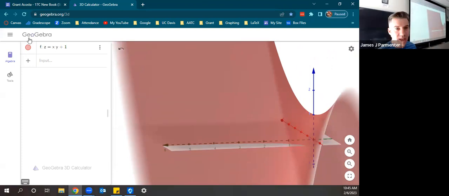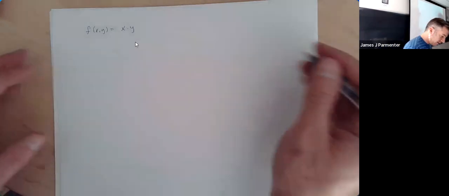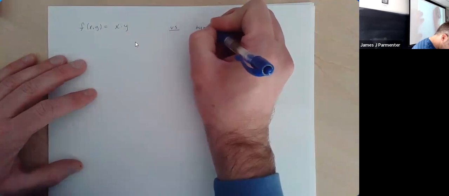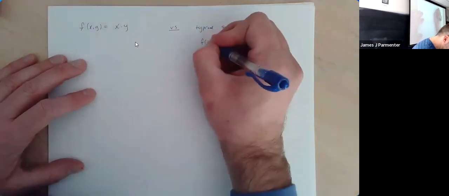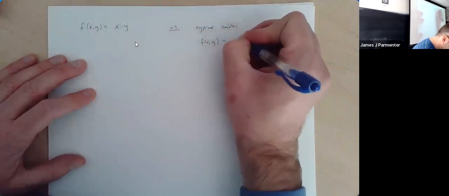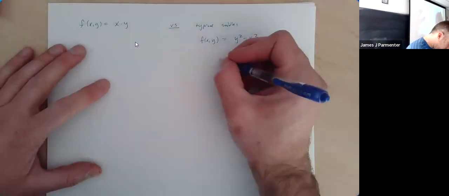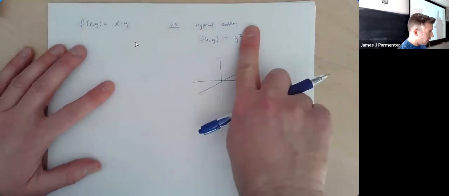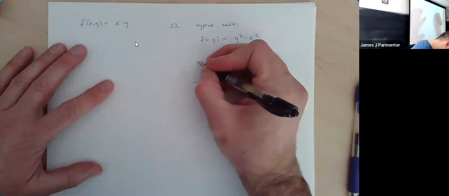But this function is kind of interesting because it's not the usual way I think of a saddle. My typical saddle, everyone's favorite saddle equation, is usually f of x, y equal to y squared minus x squared. That one is super clear to see: if I let x equal 0, I've got z equals y squared. It looks like this.